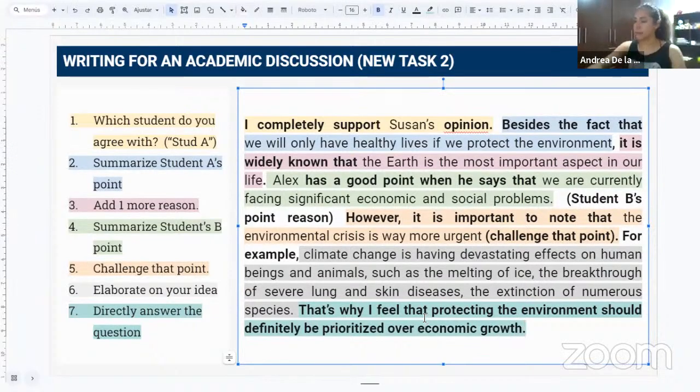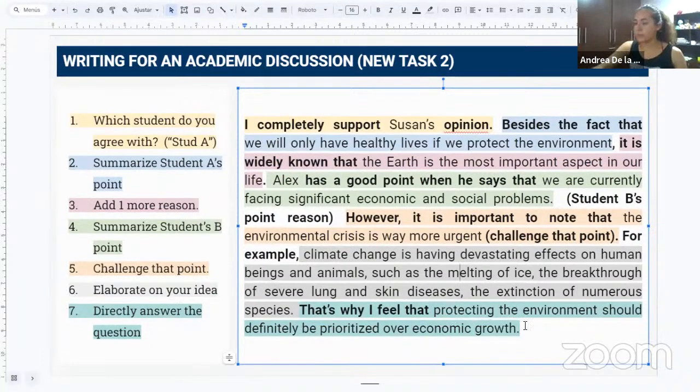Entonces, en esta conclusión, en esta respuesta, estamos directamente respondiendo a la pregunta, ¿verdad? No hay lugar a cambiar la idea ni nada por el estilo. Directamente. Protecting the environment should definitely be prioritized over economic growth.